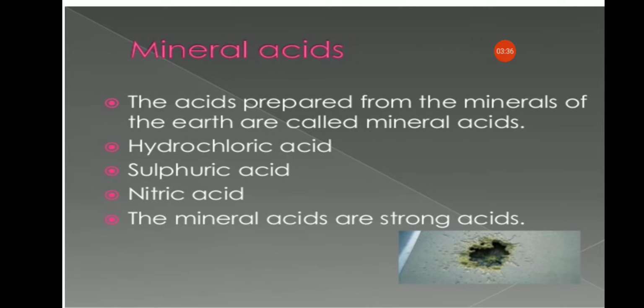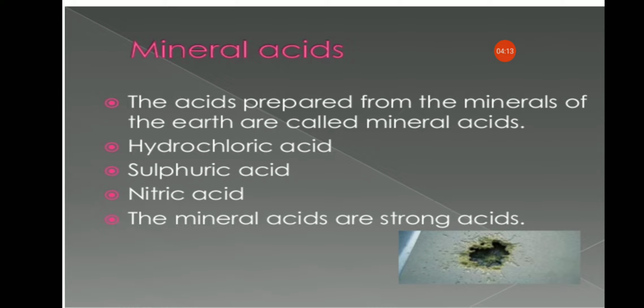The next category of acid is mineral acids. The acids prepared from the minerals of the earth are called mineral acids. You have studied about these minerals in the geography. That means, what are minerals? The chemical compounds that are found on earth crust are called minerals. For example, calcium carbonate, sodium chloride, magnesium sulfate, sodium carbonate, etc. are examples of minerals. These are found in earth crust.